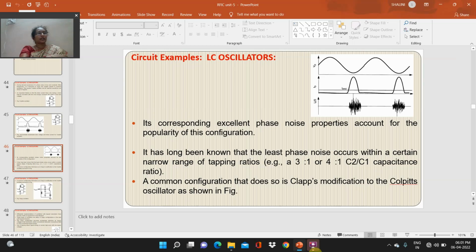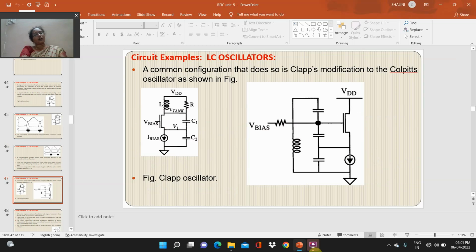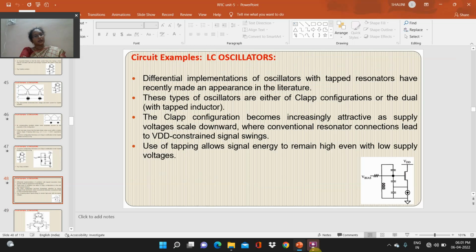A common configuration that does so is Clapp's modification to the Colpitts oscillator, as shown in the figure. The Clapp oscillator and the Colpitts oscillator, both circuits are given below. So, differential implementations of oscillators with tapped resonators have recently made an appearance in the literature.